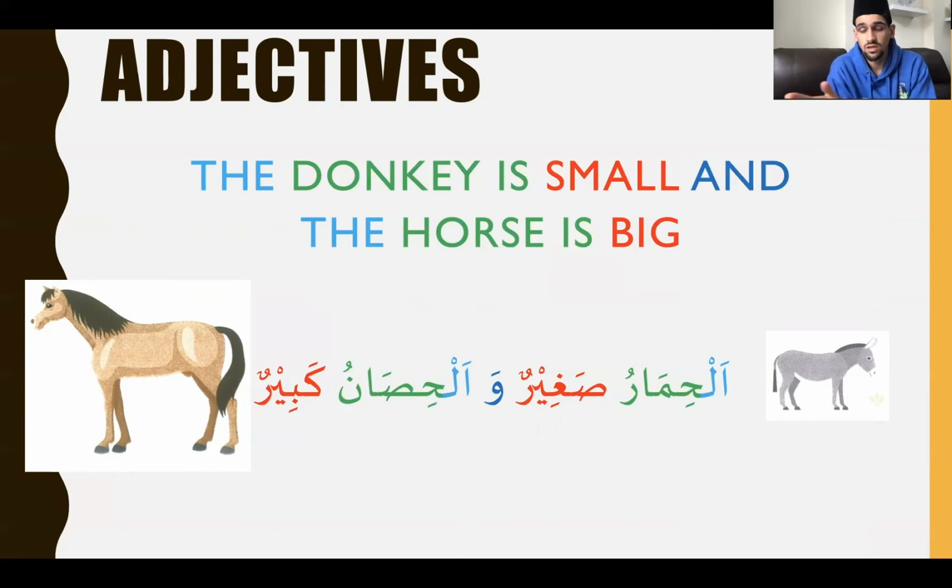So here, again, we've learned himar, meaning a donkey. To say a donkey, himarun. To say the donkey, al-himaru. Al-himaru saghirun. Wa al-hisanu kabirun. So saghirun and kabirun. صغير meaning small and كبير meaning big. So the donkey is small and the horse is big.